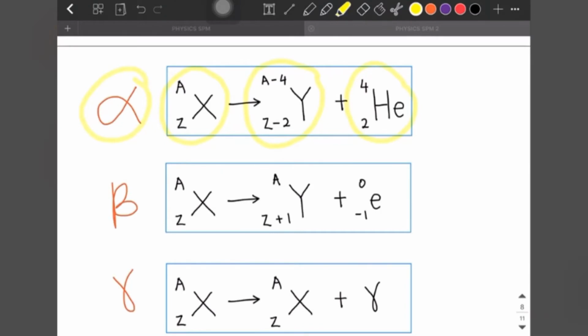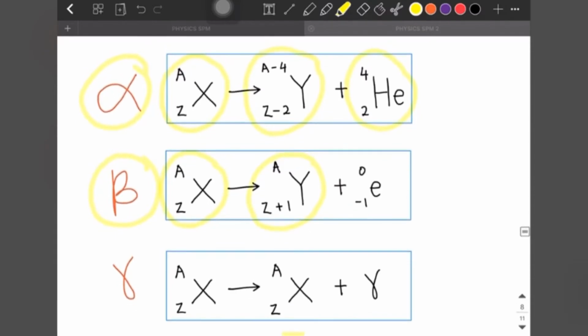For beta particles, the emission is electrons with nuclear number 0 and proton number -1. When it releases electrons, the initial element will produce a new element Y with the same nuclear number, but the proton number will increase by 1.